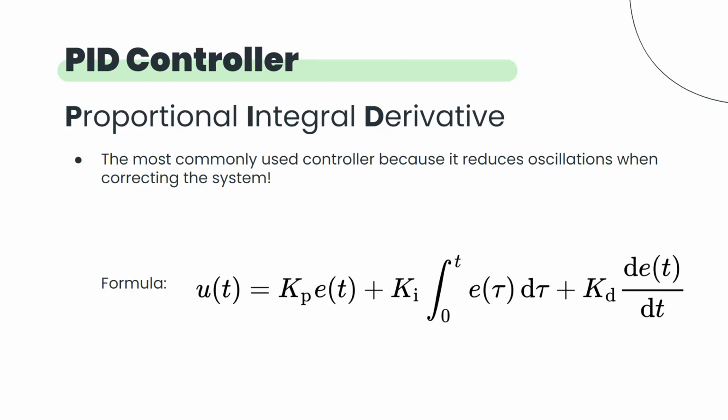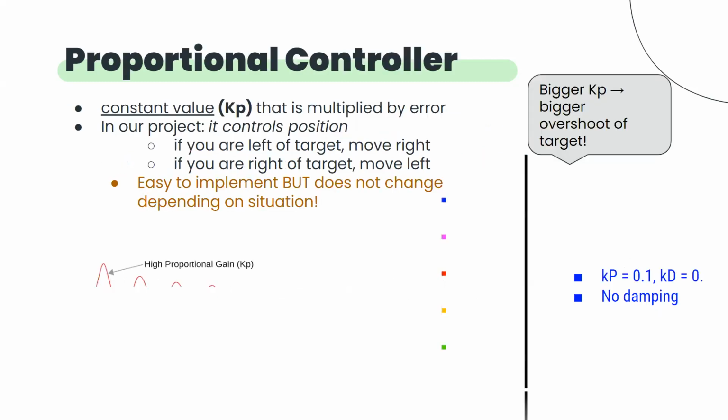But anyways, proportional integral derivative controllers are the most commonly used controller because they reduce oscillation when correcting the system. And this is the general formula that you use for it. We'll be going over what each of the different portions of this controller does and why we use them, and how you can actually implement this in your field.